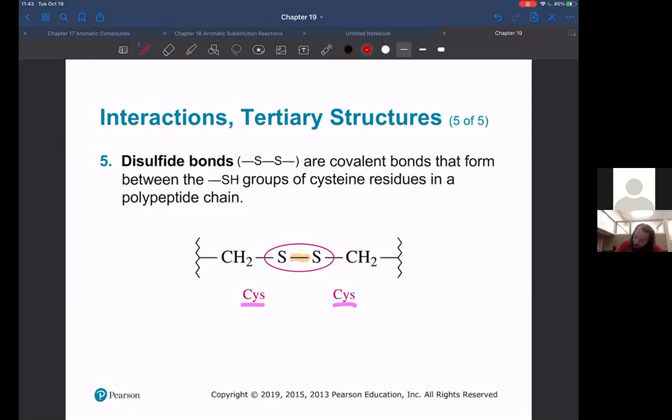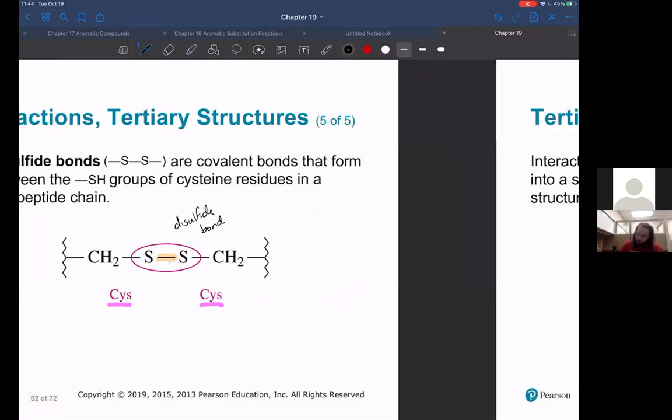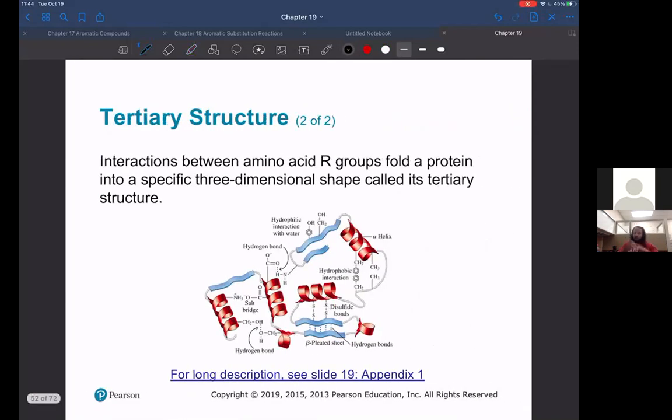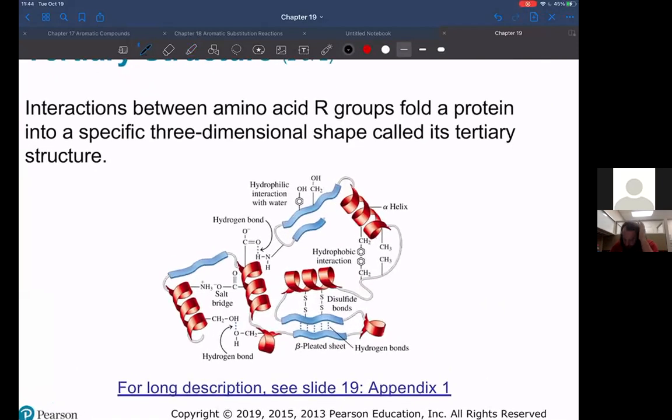And again, this is called a disulfide bond. And so this is quite a strong structural element that will hold proteins together. All right, so within a protein, this is a great example here. This is our tertiary structure of our protein.